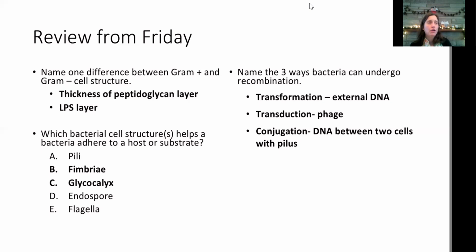Endospores are to just help protect a cell. If conditions go downhill, they can store their genetic material in the endospore until conditions are good, and then they can germinate to be a vegetative cell again. And flagella are just for movement. And 3 ways a bacteria can undergo recombination. Transformation, they can take up external DNA like a plasmid. Transduction, a bacteriophage can transfer DNA between 2 different bacterial cells, or conjugation, where one bacteria can give DNA to another bacteria through the pilus, which we talked about in the last question.